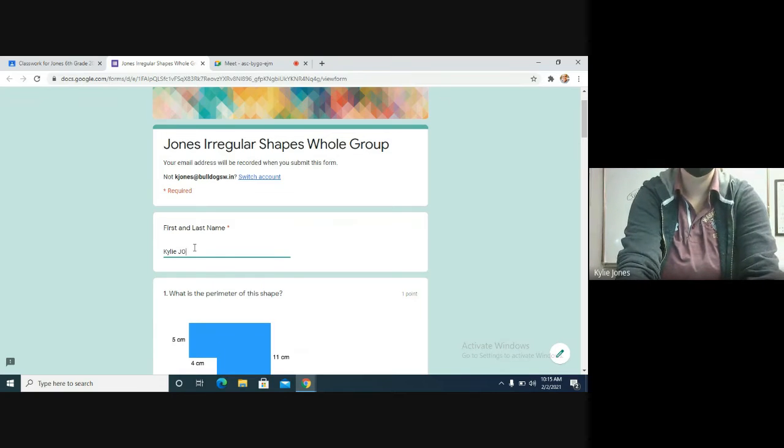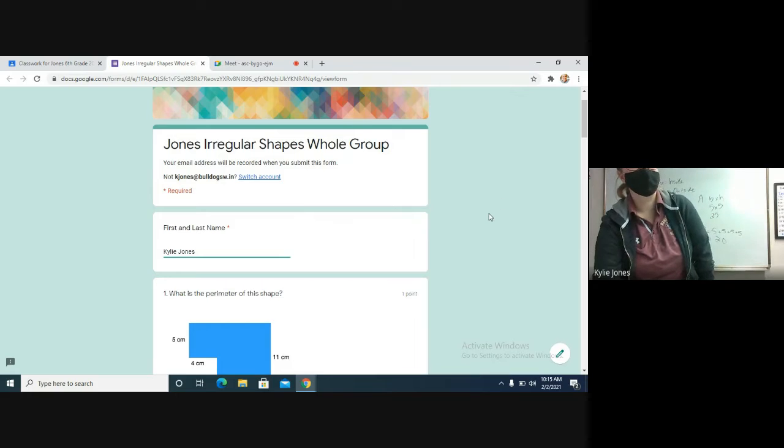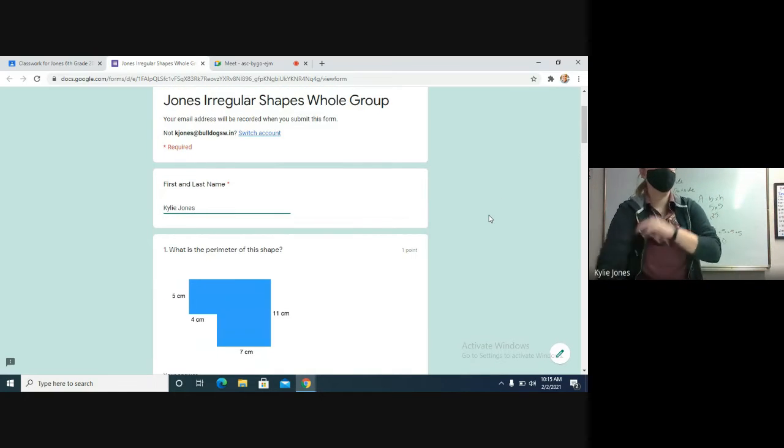It's for a grade that you complete it. So yes, please write your name. So we are going to work through this together. I think there's 10 problems total, but there's only 5 shapes because we're going to find the perimeter of the shape and the area, and it's 2 separate questions. Okay?